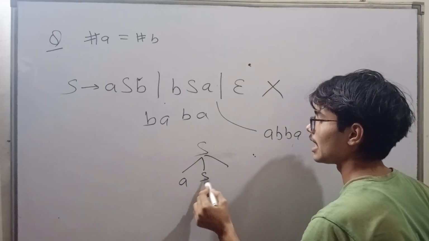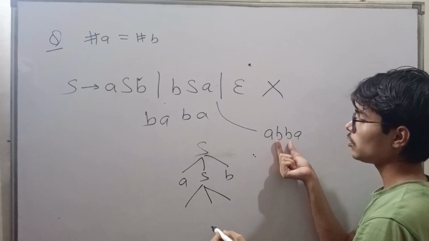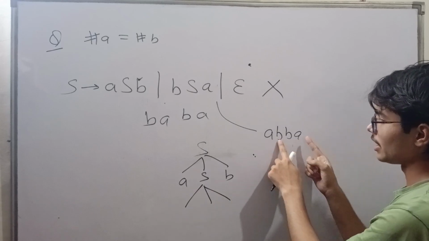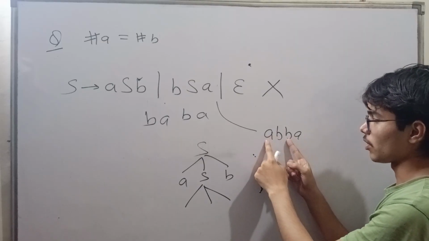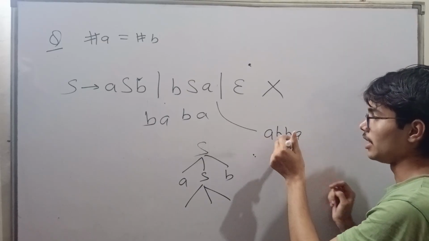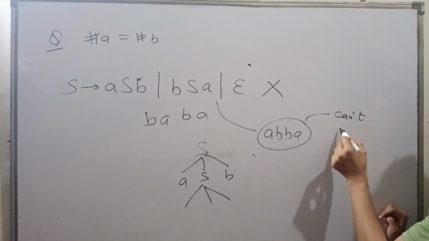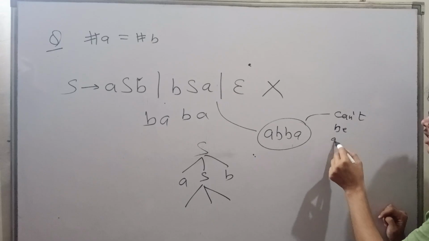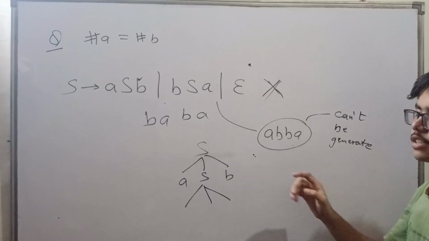You can create it like A S B from S. But how can you generate B A from S? Or from this, how can you generate this? This cannot be generated. That's why it is wrong.